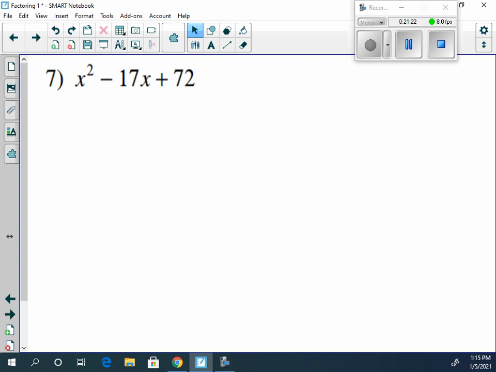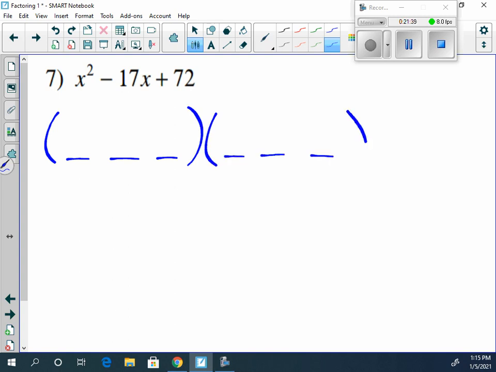So when we look at this here, the first thing we need to find out is, is there a greatest common factor between all three terms? Well, no, we have x squared, negative 17x, and 72. So there's not a greatest common factor between all three terms. So we'll go with our two sets of parentheses with three spaces. Since there's no greatest common factor, we move on to step 2, which is this here.